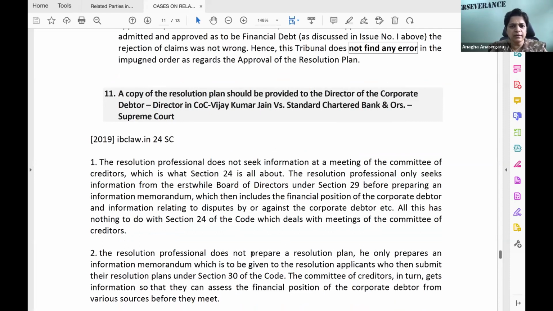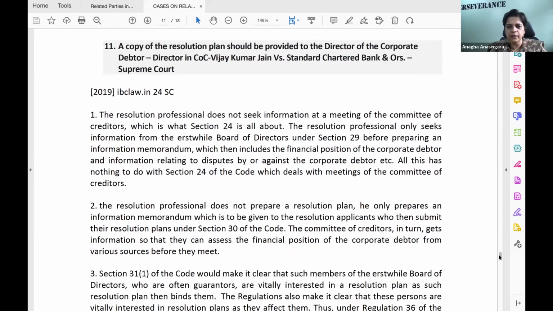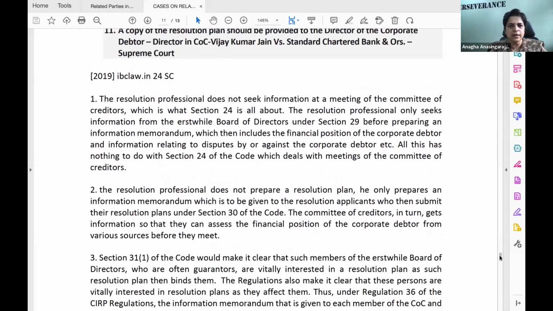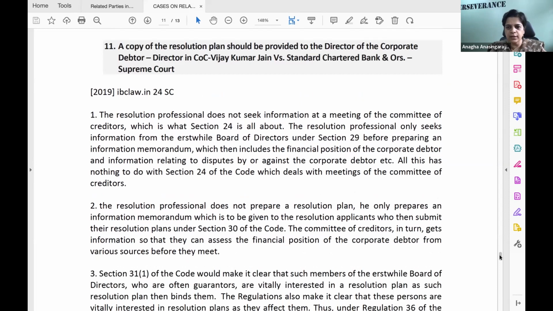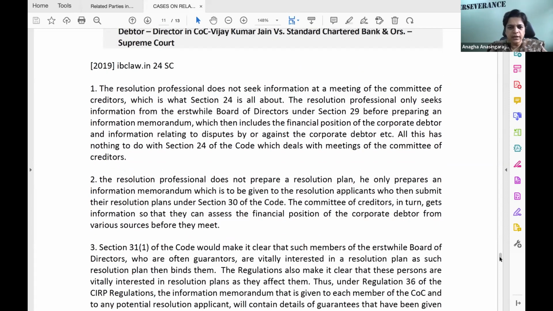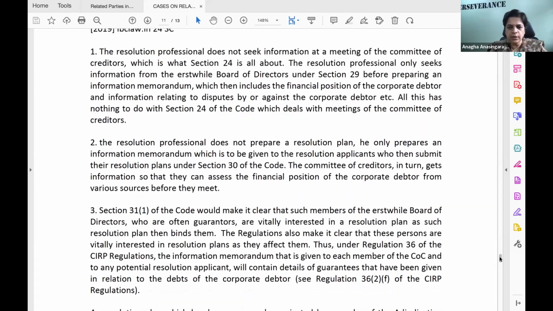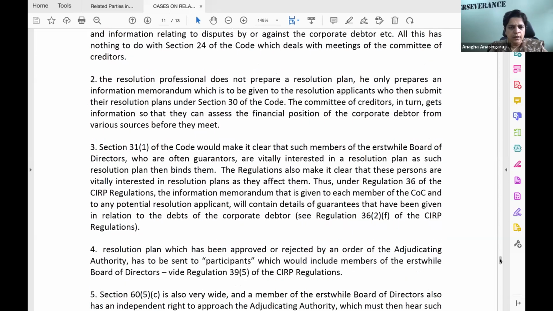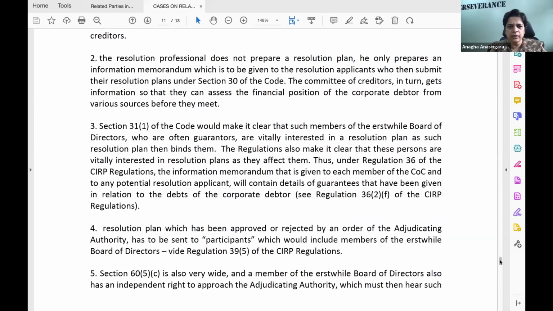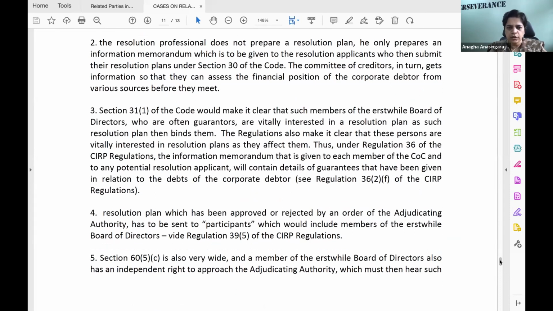Then one more thing which is relevant to us is that even though they are related parties, a copy of the resolution plan should be provided to the director of the CD. Even though the directors are related parties and not entitled to participate and vote in the meetings, they are entitled to get a copy of the resolution plan. The final plan should be submitted to them. And this is referred to in 31(1) and the other regulations referred to in this particular judgment.